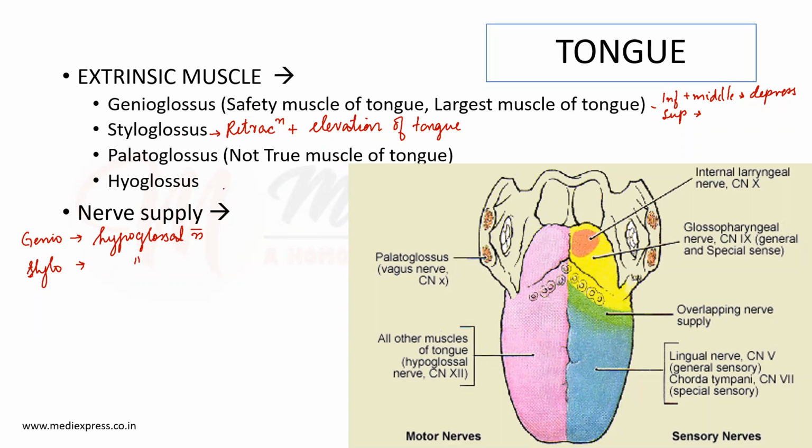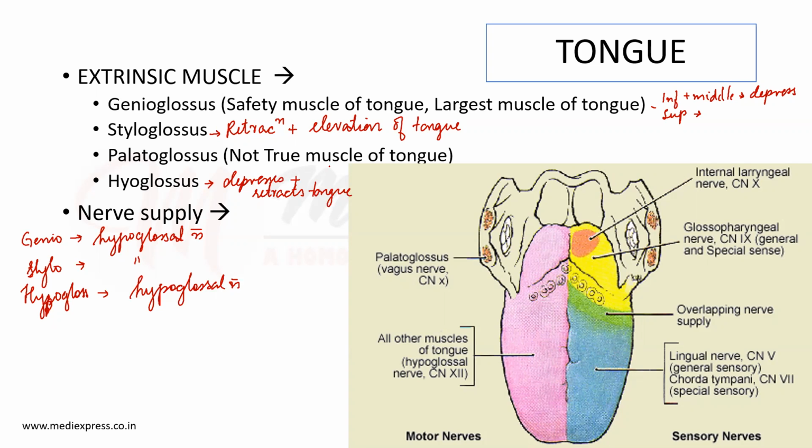Next one, coming to the hyoglossus. This one depresses and retracts the tongue. And what is the nerve supply? The name is hyoglossus, so it is the hypoglossal nerve.